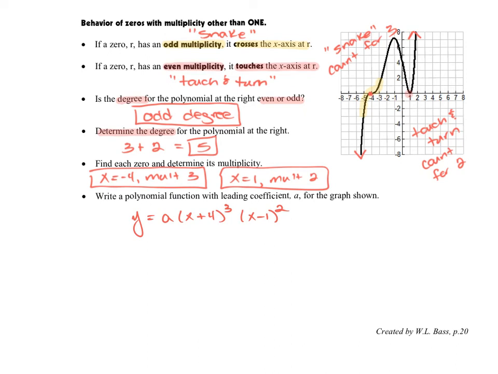I can see on my graph that my graph is passing through the point up here. It's passing through the point (0, 4). So I can actually plug that point in as my xy pair. So I can put a 4 in here for y. I can put a 0 in for x. And then, of course, the rest of this will all stay the same.